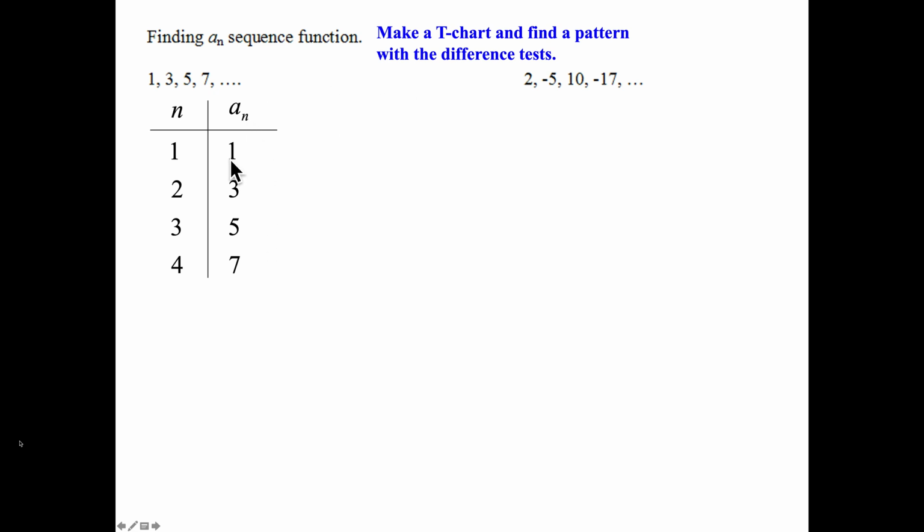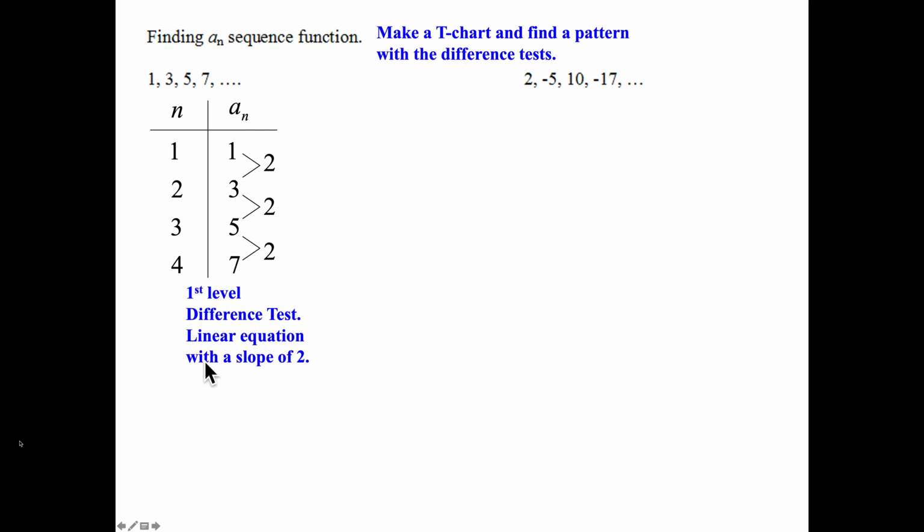Do the difference test on the second column. Well, 1 to 3 is increasing by 2. 3 to 5 increased by 2. 5 to 7 increased by 2. If this is the same after your first time doing this, that's called the first level difference test.